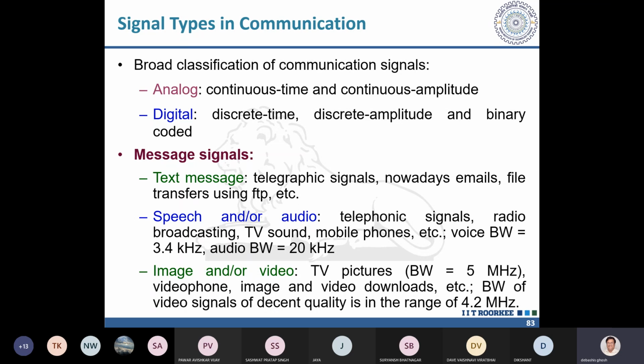Every alphabet used to be coded with some Morse code. Every Morse code will have some dash and dot. So dash used to be represented by a long pulse, and dot used to be represented by a short electric pulse. That is how text messages used to be represented in the form of an electrical signal.